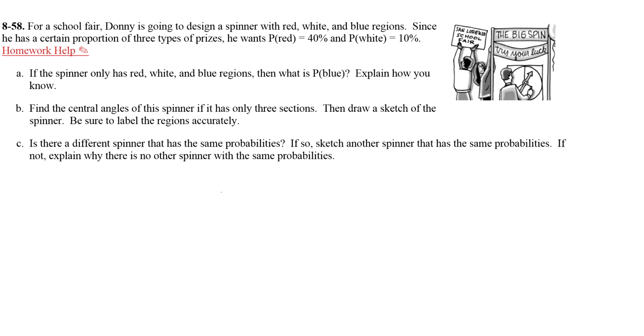858. For the school fair, Donnie is going to design a spinner with red, white, and blue regions. Since he has a certain proportion of three types of prizes, he wants red to be 40% and he wants white to be 10%. If the spinner only has red, white, and blue regions, then what is the probability of blue? Explain how you know.